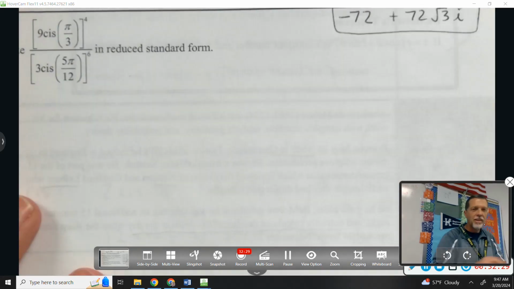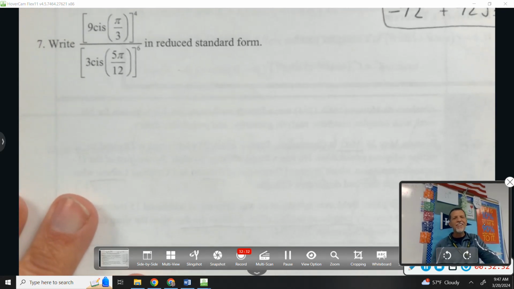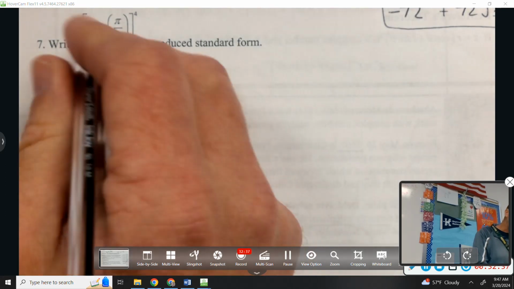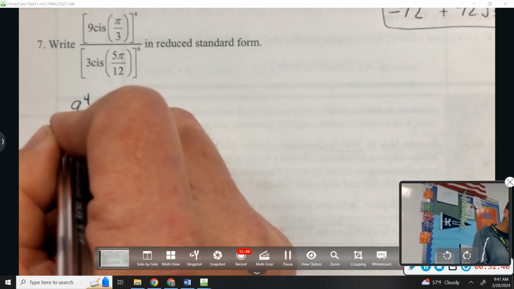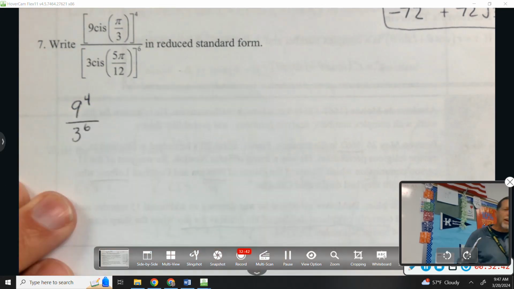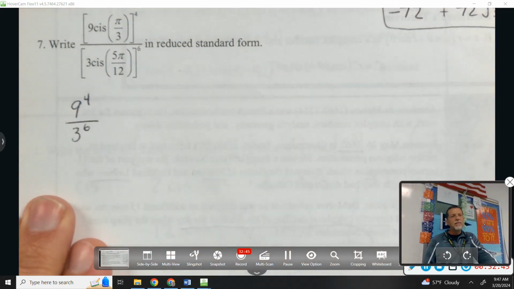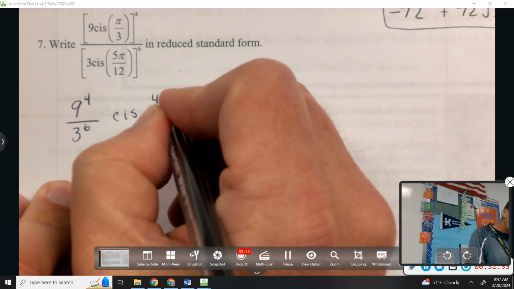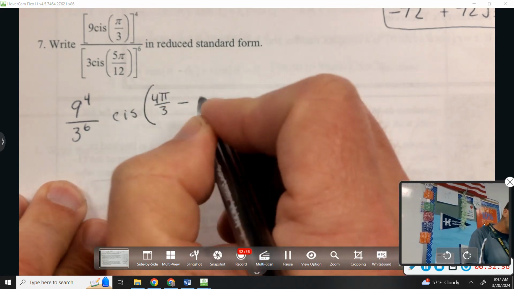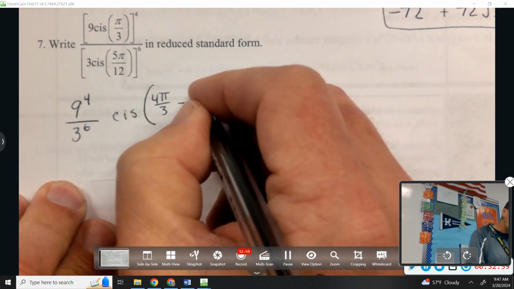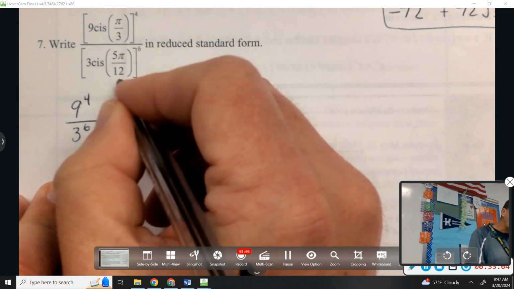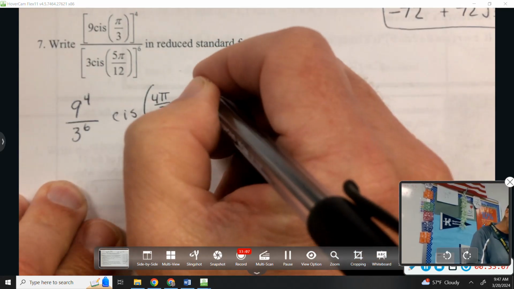All right, last one. Oh, 9 to the 4th. But I got 3 to the 6th. Something's going on in here. I don't want to evaluate 9 to the 4th yet. I think I can figure out a better way. 9 to the 4th is what, 81 times 81, but I don't want to do that. And then cis of 4π/3 minus 30π/12. Wait a minute. Let's reduce the 6 and the 12 and make our life easier here. Make this 5π/2.